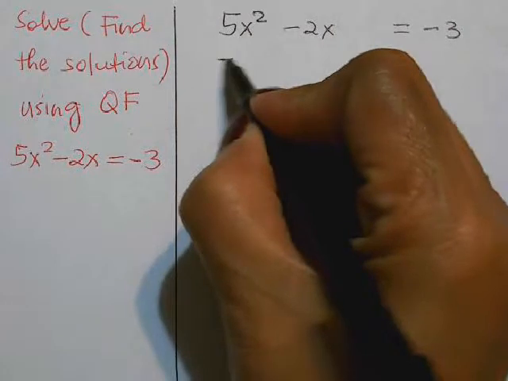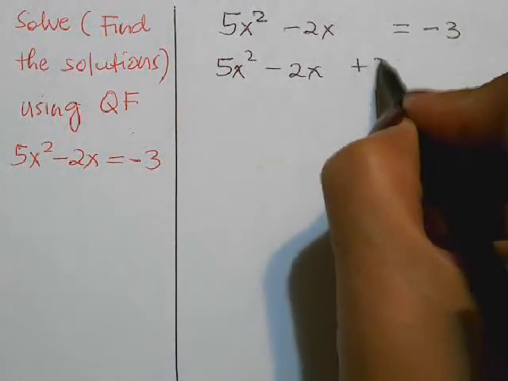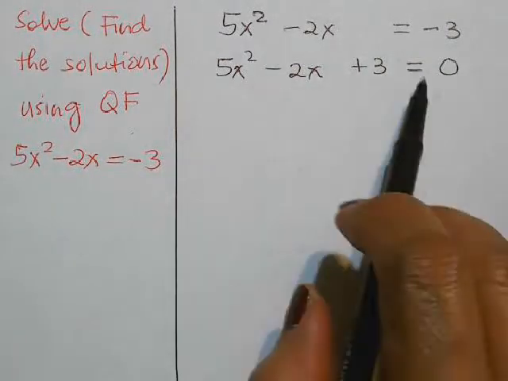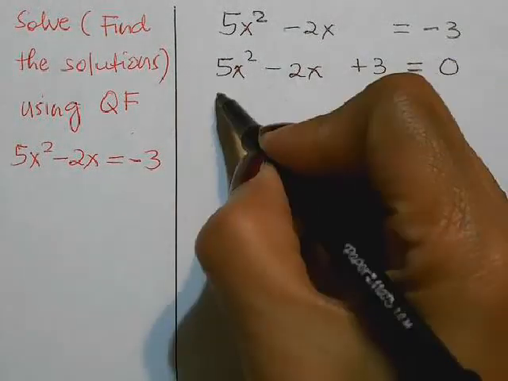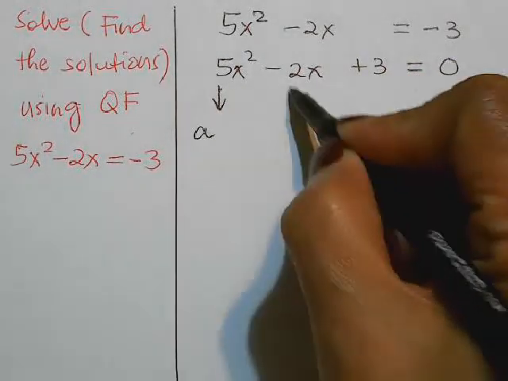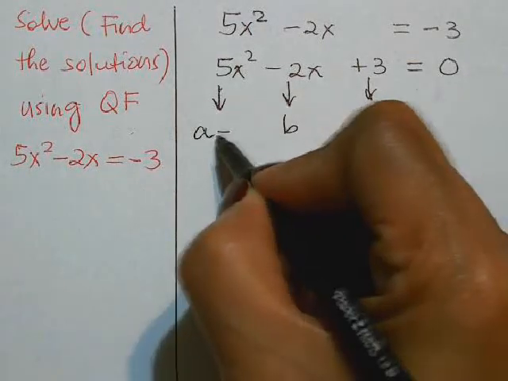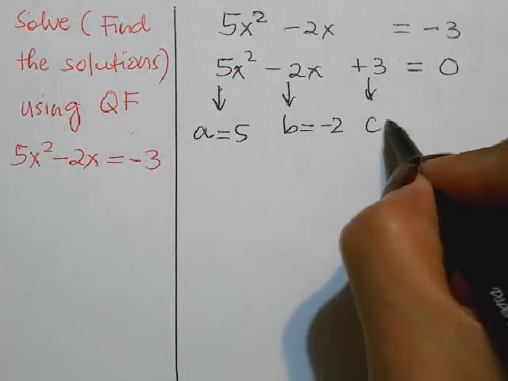So step 1, you have to make the right side equal to 0. Change the sign, so that's positive 3 equals 0. Okay, and there are no like terms, so that is the simplified form of the equation. So now we have to get our A, our B, and our C. So our A is positive 5, B is negative 2, C is 3.